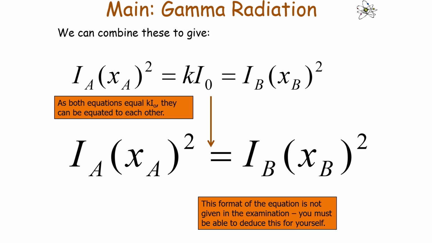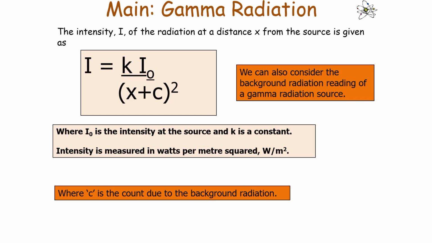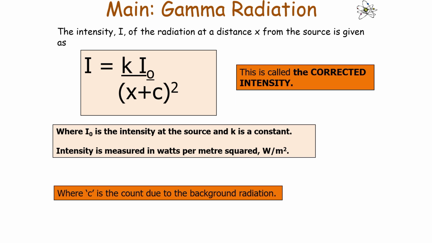Now this format of the equation is not given in your examination book, so you've got to be able to deduce this for yourself. Now previously we also stated that we hadn't considered the background radiation reading for your gamma ray source, but you can also do that in your equation by considering C, which is the count due to the background radiation. So at this point you can also add this factor of C in the equation as shown in the following equation. I is equal to kI0 over (x plus C) squared, and we call this value of the intensity the corrected intensity, because we've now corrected it for our background radiation.